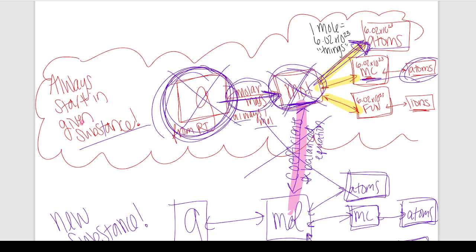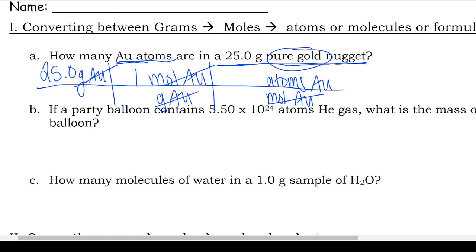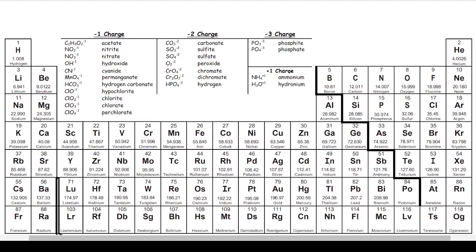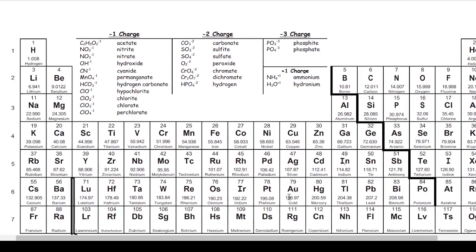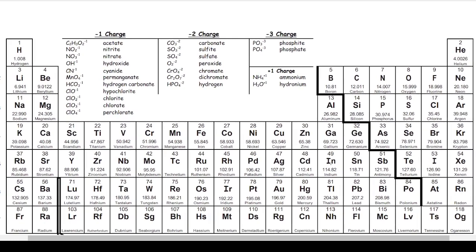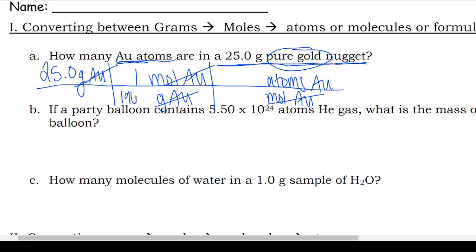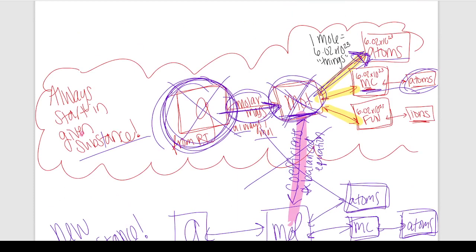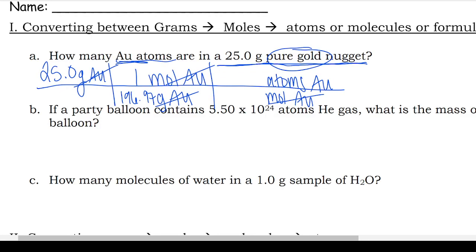Between grams and moles, my conversion factor is called what? Molar mass, which we wrote is always 1 mole. So 1 mole is equivalent to the number of grams from our periodic table of gold. Gold is here on our periodic table: 196.97. And then between moles and atoms, that's where we use Avogadro's number. So 1 mole is equivalent to that many things, so that many atoms in this case. 1 mole equals 6.02 times 10 to the 23rd atoms.